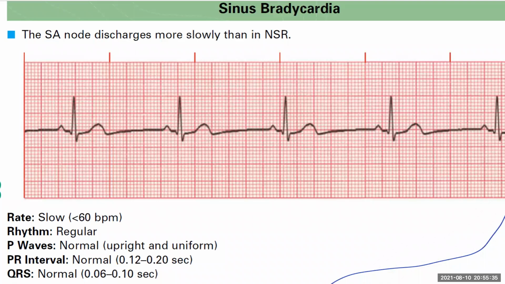That's why we are saying it's a sinus bradycardia ECG. You can easily calculate it if the ECG is in front of you: just count the number of boxes between 2 R waves and then divide 300 by that number. Here 5 boxes, or 6 boxes, are there, so when we divide 300 by 6, 50 comes. It means this patient is having bradycardia.